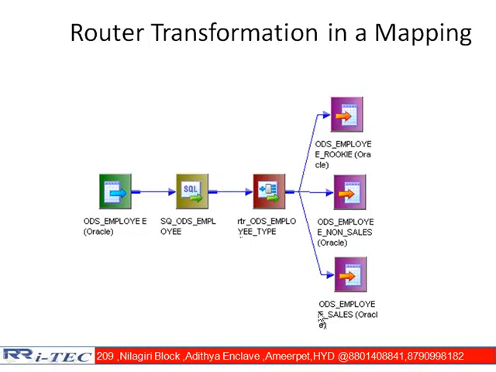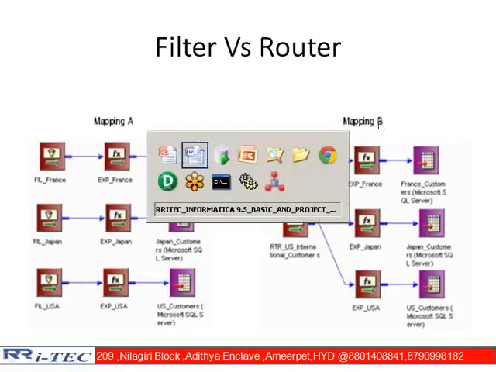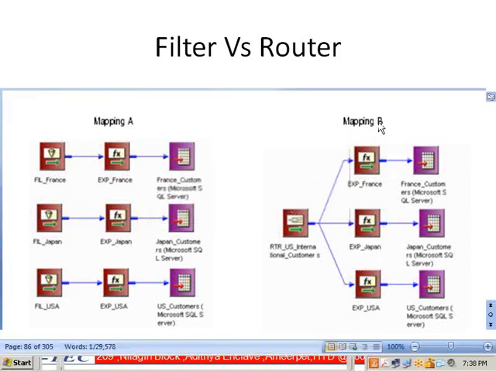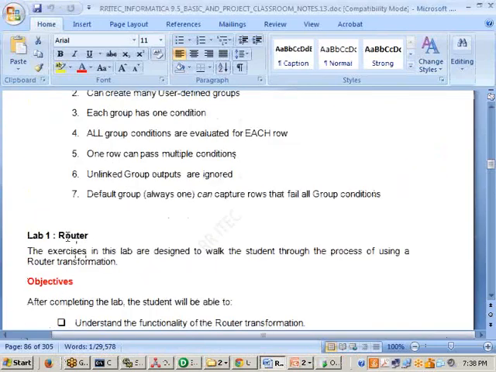Let me see here. If I want to do the same job using filters, I need to do it this way. If I want to use a router, this is the way I need to do it. Let us try to do this exercise. After doing this exercise, I will come back again to this filter versus router and we will implement the same thing using the filter also. Then we will see what is happening. Okay, first let me go to lab 1. What is the page number? 86. Okay, page number 86, lab 1.